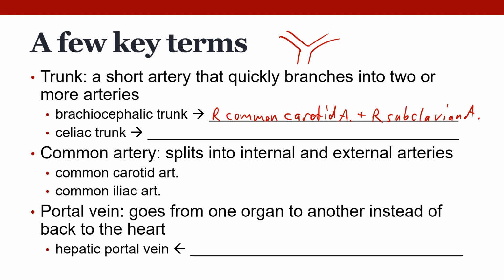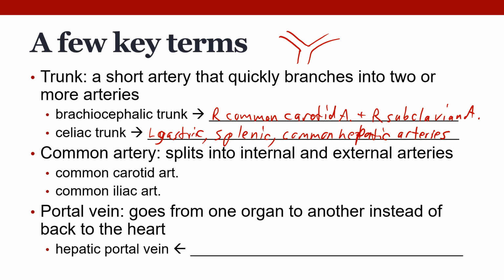Even more complicated is the celiac trunk, which is the first major branch off the abdominal aorta, and it splits into the left gastric, the splenic, and the common hepatic arteries. Okay, so that's actually a trunk that splits into three pieces.